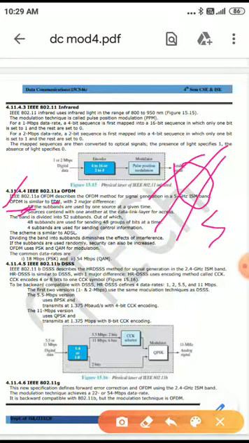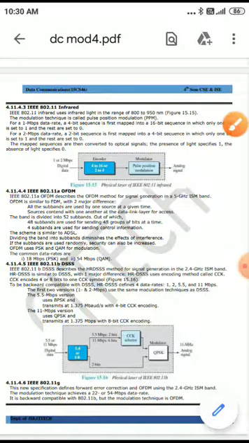Okay, next one is that sources are connected with one another at the data link layer for access. The sources will be connected with one another at the data link layer for accessing purposes.